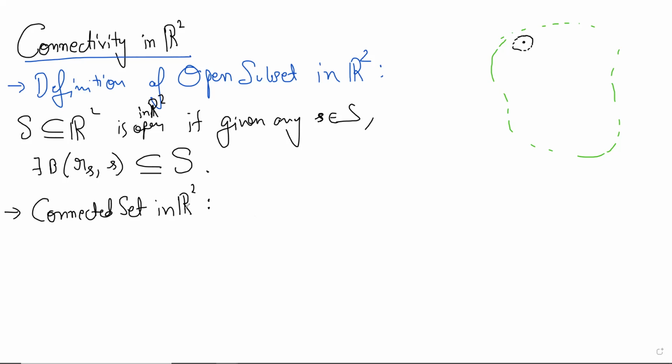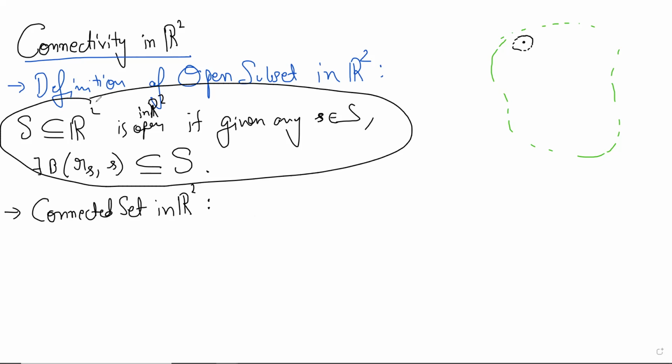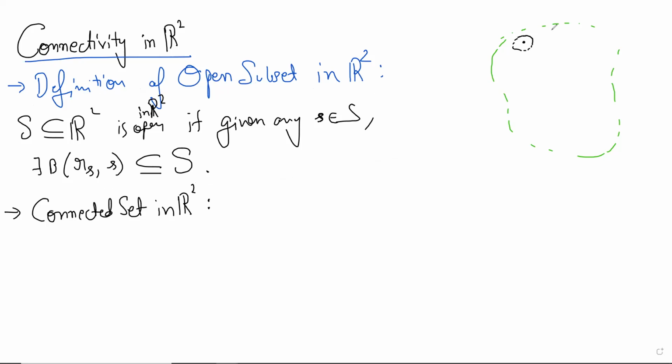So connected set in R2. Once again, an open set in R2 is just this. You can also say an open set in R2 is something which is a union of open balls. Anything that's a union of open balls is going to be open, and any open subset obviously is a union of open balls, because for every point you can make a ball, and those will eventually cover it, right?